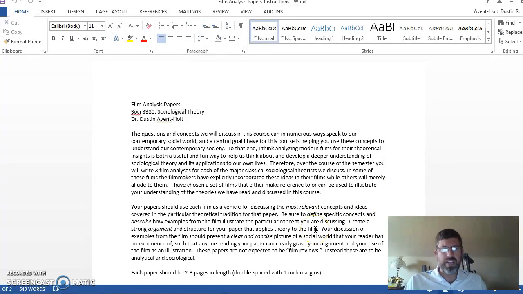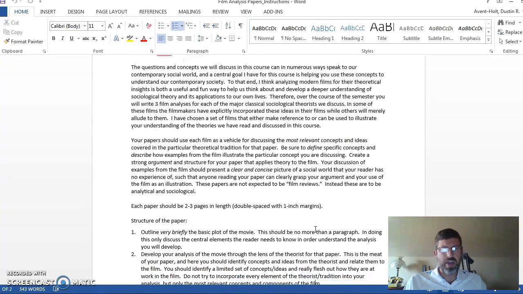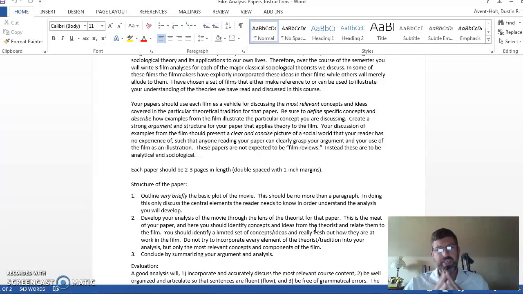Once you've done that, you'll sit down to actually write out the film analysis. And I provided a structure for you to follow in the paper, where you start out the paper outlining the basics of the movie. Here you don't want to go into depth about the particular plot, but just a basic overview to orient your reader to what the movie is about. So here we're looking for no more than a paragraph in doing this.